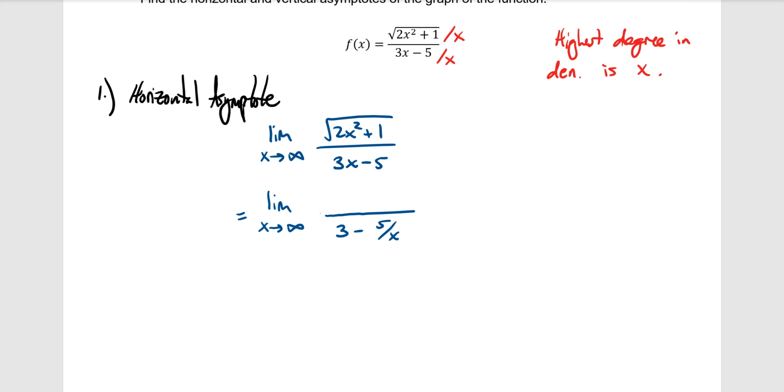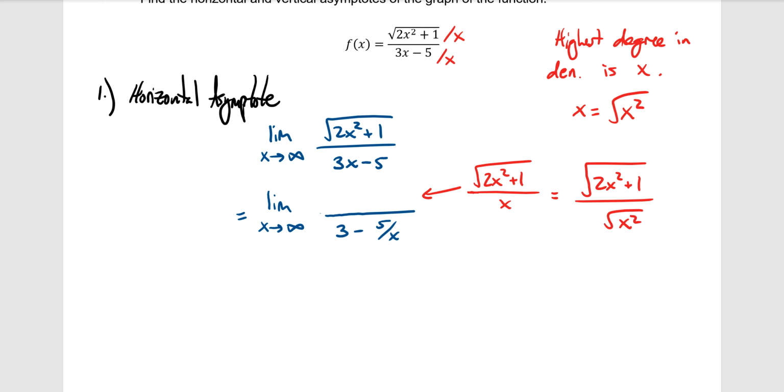The numerator is a little bit harder, so I'm just going to push this on the side here. When we're doing radical 2x squared plus 1 divided by x, we can't just go ahead and combine everything because the numerator has a square root and this denominator has just an x. What we have to do is rewrite it using the fact that the square root of x squared equals x. So x equals the square root of x squared, right? Square root and the squared cancel. So what this becomes is the square root of 2x squared plus 1 over the square root of x squared.